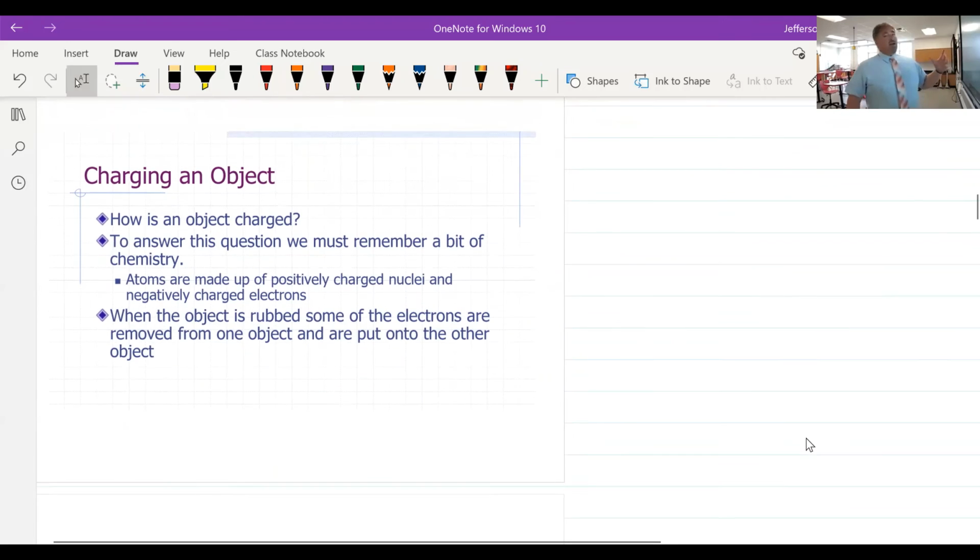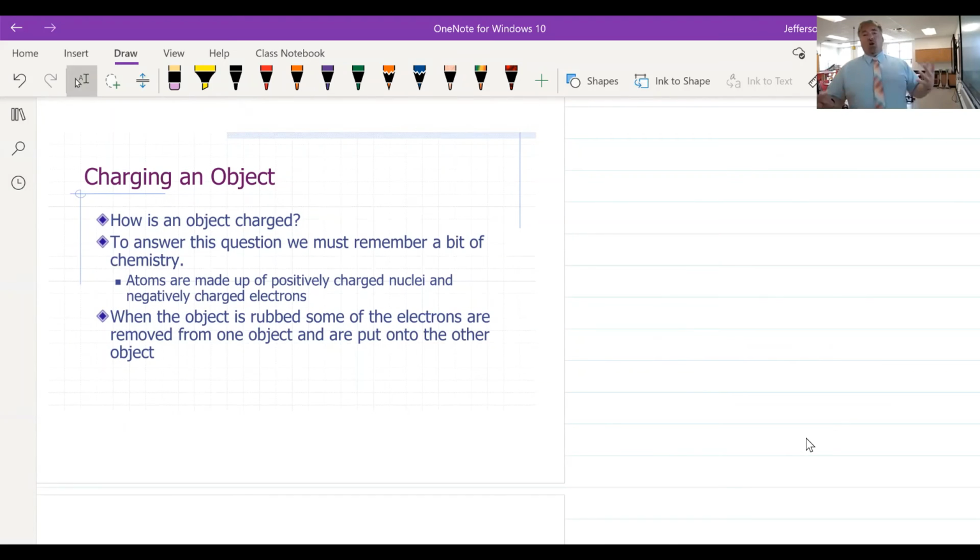Now, when Ben Franklin was charging those objects, when William Gilbert was charging objects, when those Greeks were charging objects, they were able to transfer those charges. Ben Franklin thought it was ether that was being transferred. We now know it's charges. Well, how is an object charged? In order to answer this, we need to understand a tiny bit of chemistry. Basically, you should know this by now from your 8th grade physical science or chemistry: atoms are made up of positively charged protons along with negatively charged electrons, along with neutrons.